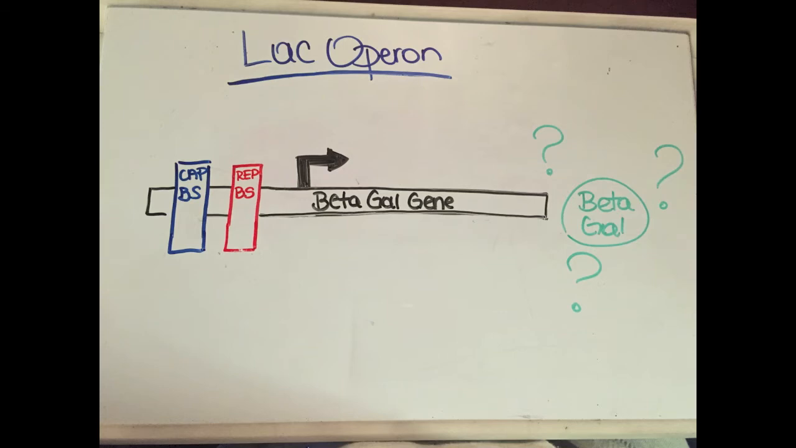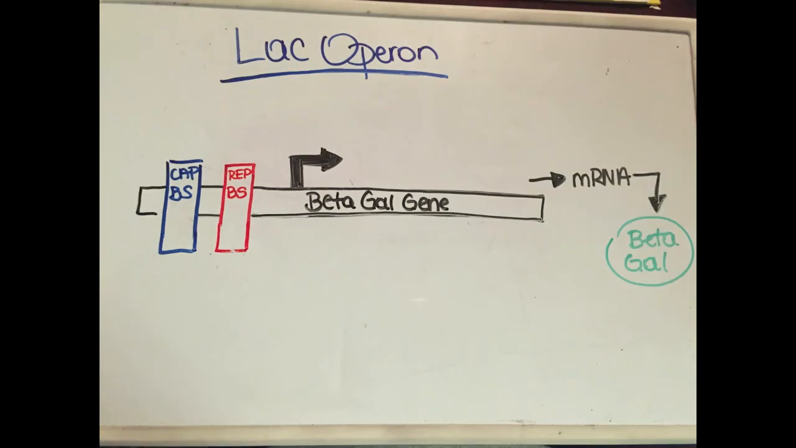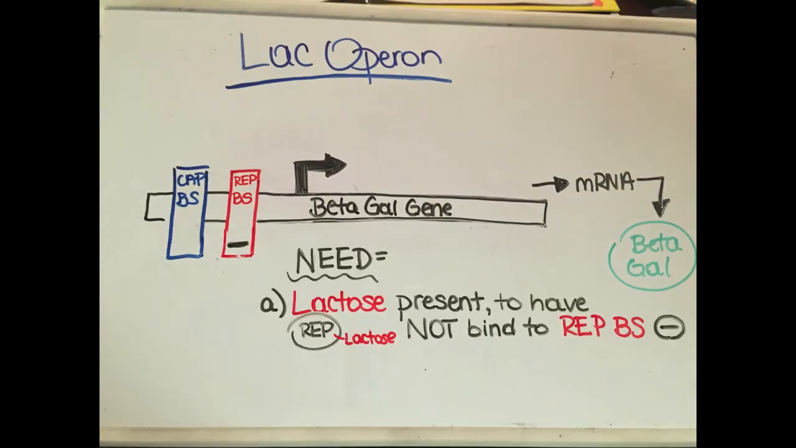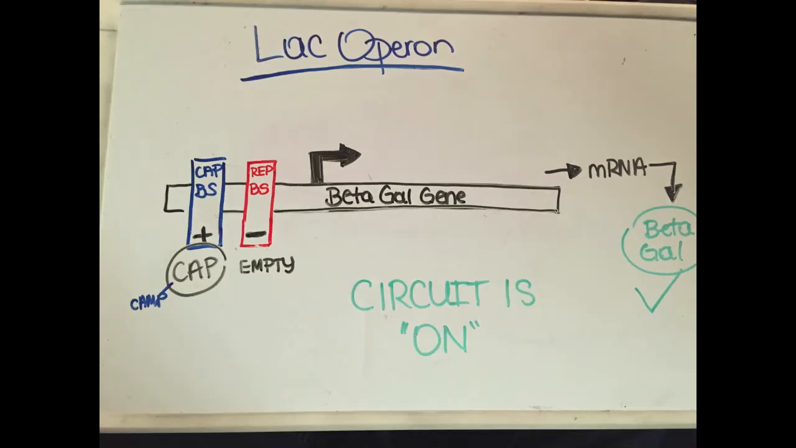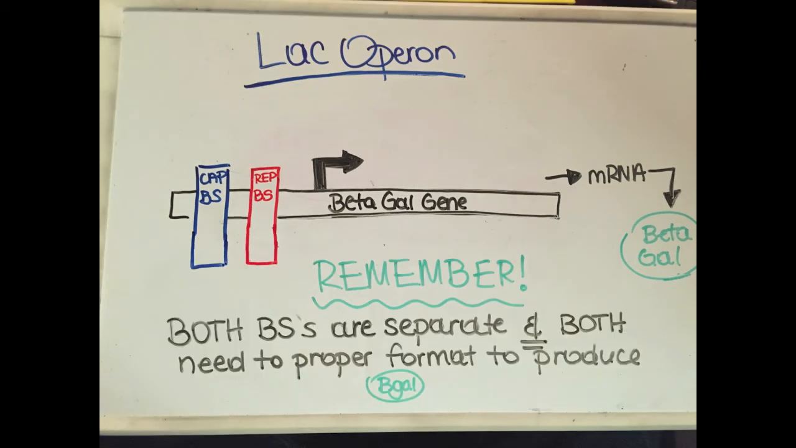So what combination of these two will induce or inhibit production of beta-gal? First, let's look at how we get beta-gal to be turned on. We need lactose to be present, resulting in an empty rep binding site. And we also need glucose to be absent in order to get binding of the CAP binding site. If these two conditions occur, the circuit is considered on, and we will produce the beta-gal enzyme. But remember, both binding sites are separate and they need to be treated that way.